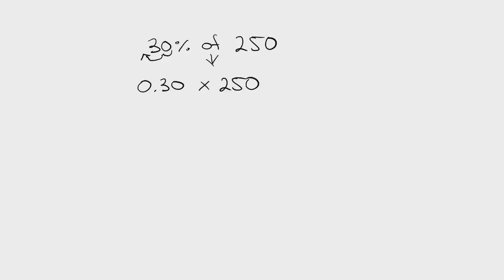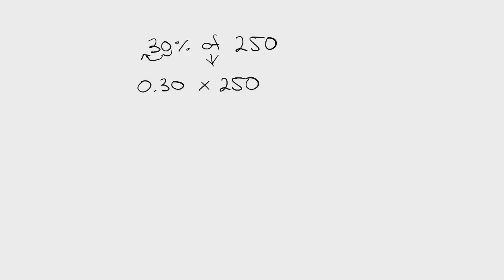Problem number 6 is 30% of 250. So I have 30% of 250. The decimal is not in sight, it's on the right. So to change it to a decimal, I'm just going to move it 2 spaces to the left. So this becomes 0.30. The of turns into multiplication, and we have 250.